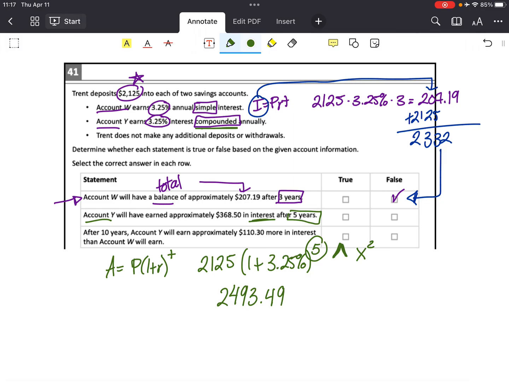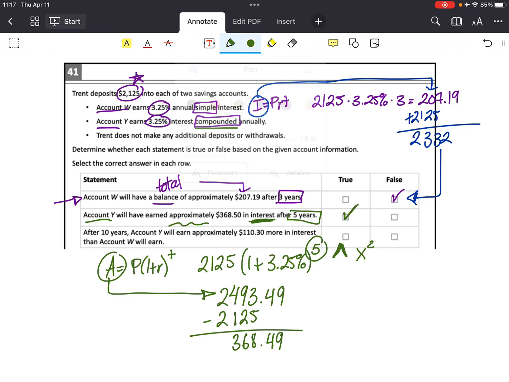$2,493.49. However, the question was saying the interest. Because we use the compound formula, this is the amount or everything on my account, not just the free money. So to figure out how much free money or interest I got, I need to go ahead and subtract that initial value or your principal, and you would end up with $368.49, which is approximately that number. Therefore, the second statement is true.